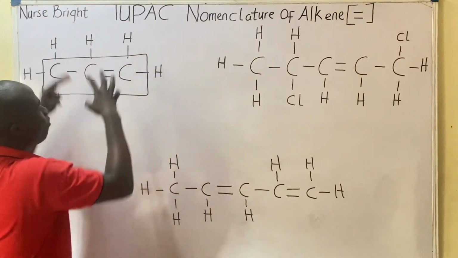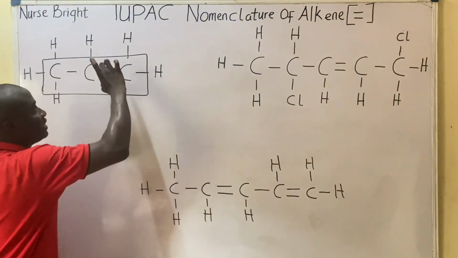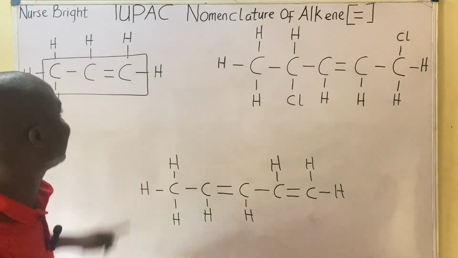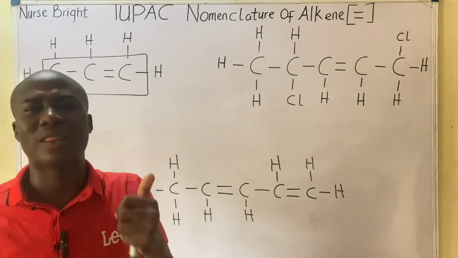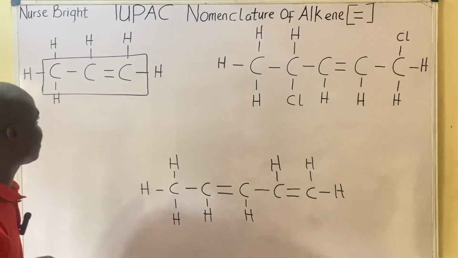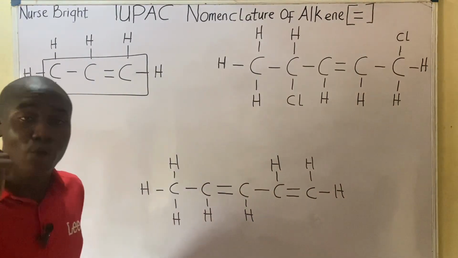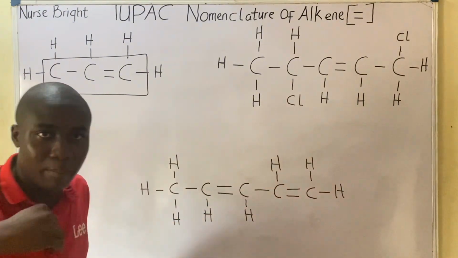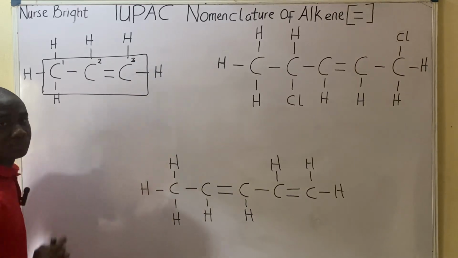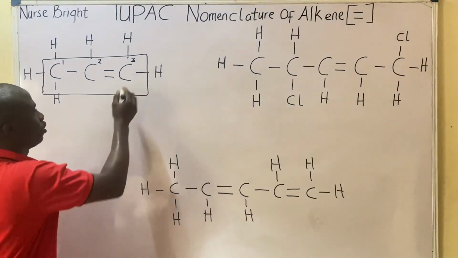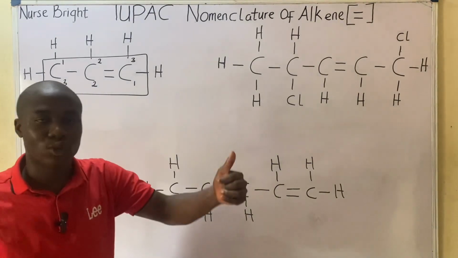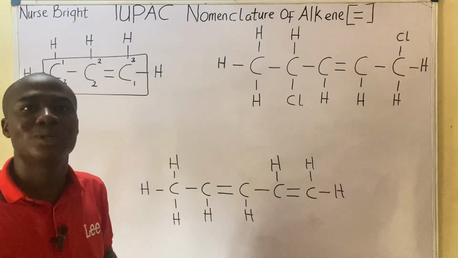Now, looking at this compound, where is the functional group? This is the functional group, the alkene functional group, that tells us that this compound is an alkene. So you have to make sure that the functional group has as low a number as possible. Let's explain. You can number in the forward direction and also in the backward direction. So let's number forward: 1, 2, 3. Let's number backward: 1, 2, 3. I numbered forward and also backward, so which of the numbering should I go for?